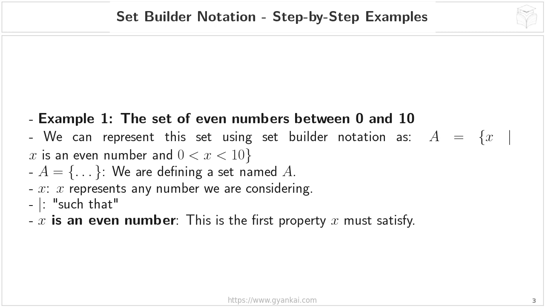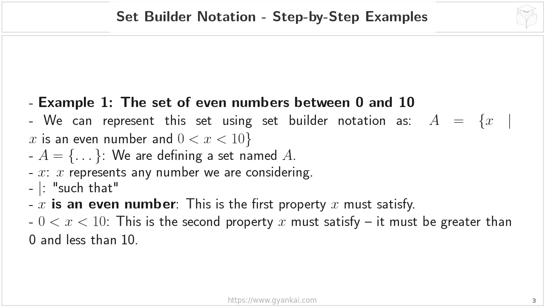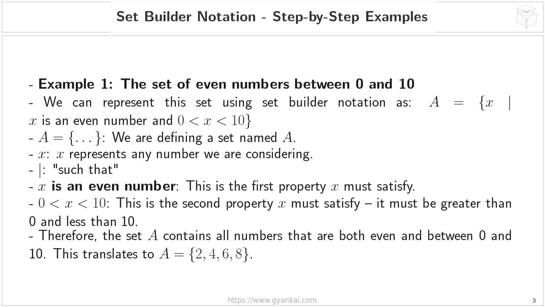Next, we have X. Remember from the previous slide, X represents a general element of the set. Think of it as a placeholder. It could be any number, but it has to meet certain conditions to actually be in the set. Then comes the vertical bar symbol. We read this as such that or where. It's the key that separates the element, x, from the conditions it must satisfy. After the such that, we have x is an even number.